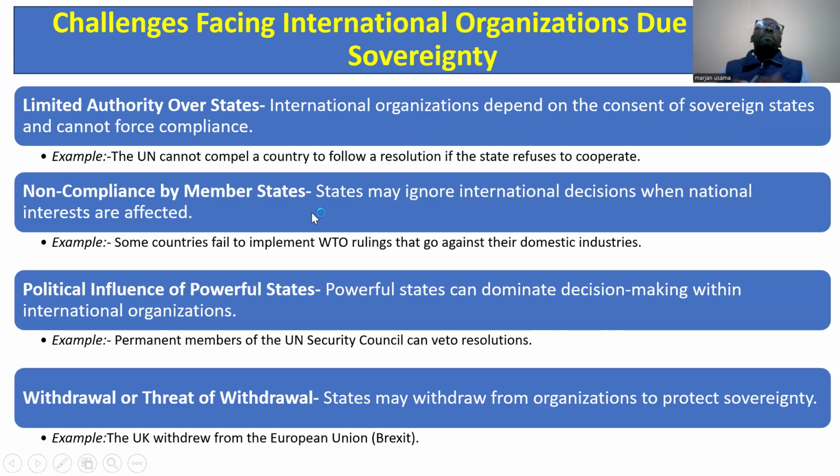Non-compliance by member states. Members can just say, we are not going to follow your decision. Political influence of powerful states: America, Russia, the UK are the ones managing the UN. Their vetoes decide everything. Withdrawal or threat of withdrawal. Some members can threaten to leave. So those are some of the challenges.